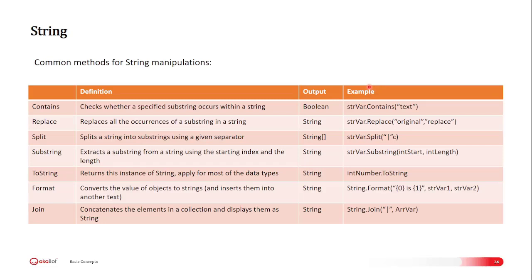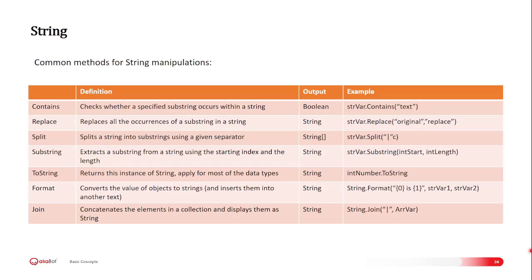Next, we have the function replace, which allows you to replace every occurrence of a substring in a string with another substring. For example, str_var.replace(original, replace) will replace every instance of the word original in str_var with the word replace. Then we have the function split. This method splits a string into an array of substrings based on a given separator. So if you have a string like str_var.split, it will divide the string at every pipe symbol, creating separate elements for each part of the string.